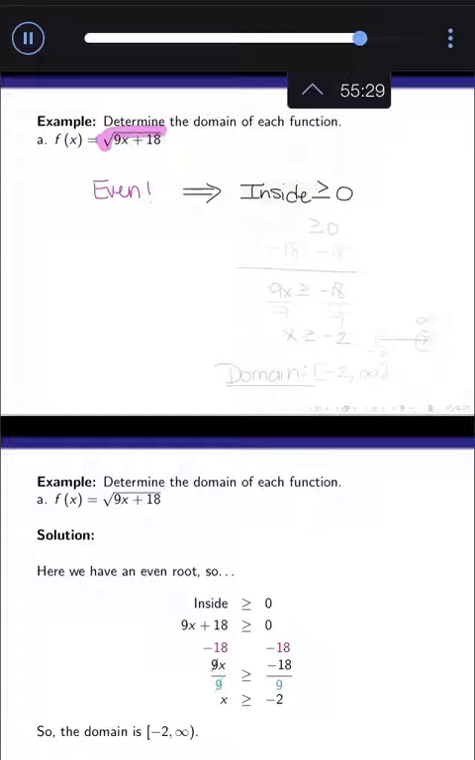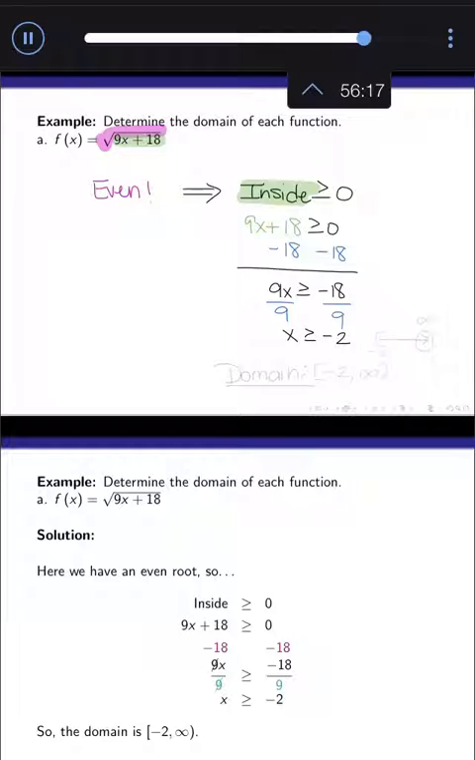Well, what's inside of my root? In this one, it's 9x plus 18. So that entire inside part, the 9x plus 18, needs to be greater than or equal to 0 to avoid negatives. Luckily we can solve this like an ordinary inequality by starting by subtracting 18 from both sides, which gives me 9x is greater than or equal to negative 18. Then dividing both sides by 9 gives me that x needs to be greater than or equal to negative 2.